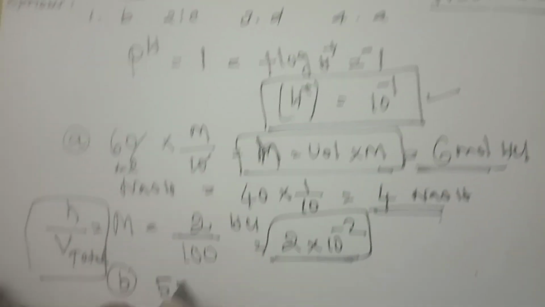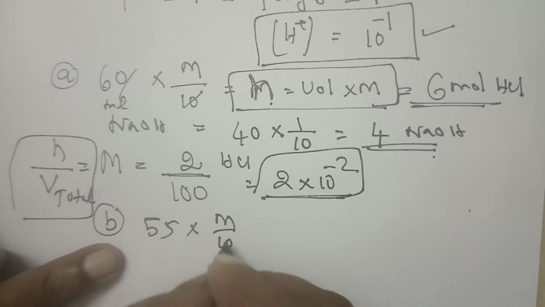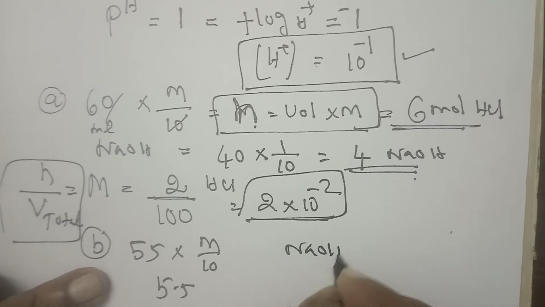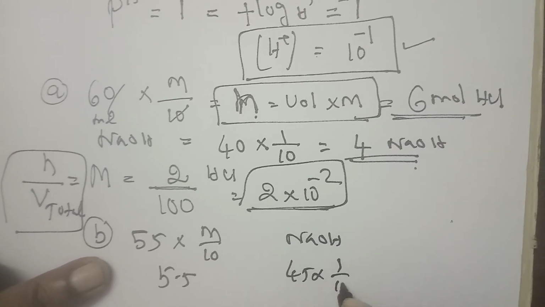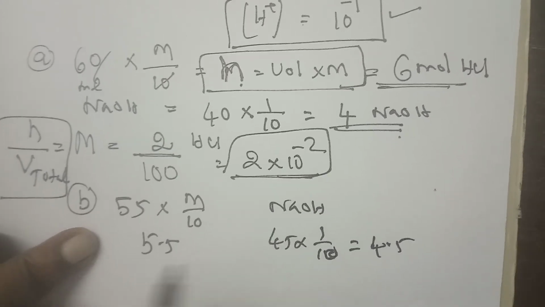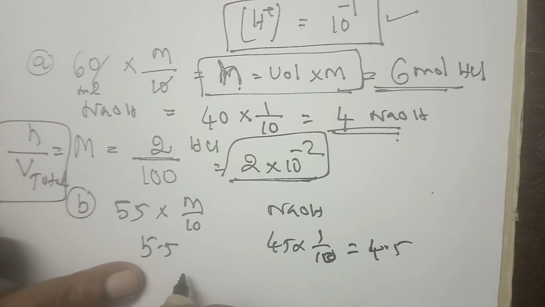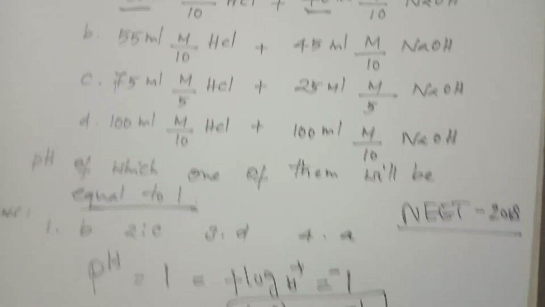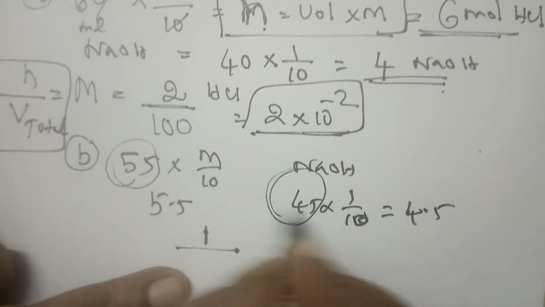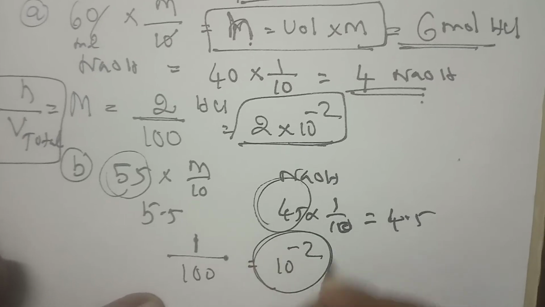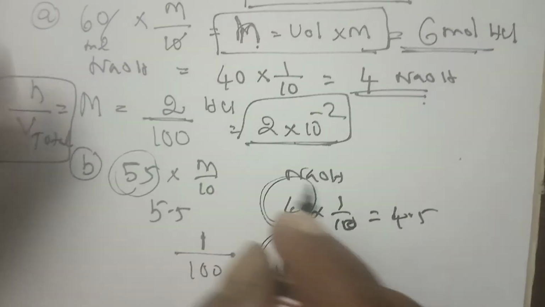Let me go for B. I will do it the same way. 55 into M by 10 for hydrochloric acid, we are getting 5.5. Same thing for NaOH: 45 into 1 by 10, you can do it fast, that is 4.5. So the difference is 1 mole available. Now this is divided by the total volume, 55 plus 45 is 100. So you are getting 10 power minus 2. What I want is 10 power minus 1. So this is the second case.